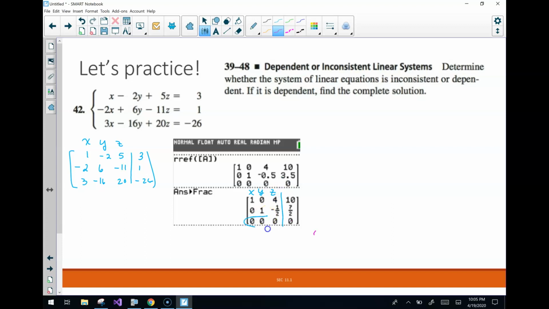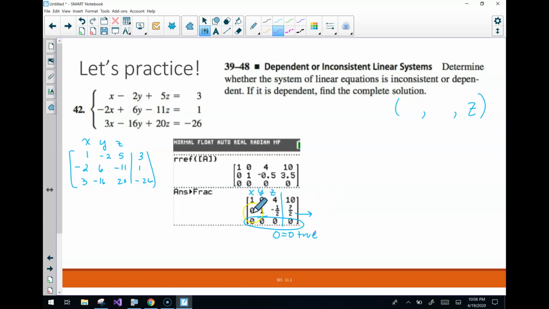If we look at this last row, what this last row means is 0 equals 0, which is a true statement, but we're not going to get a value for z out of that. So we're going to say that z is arbitrary. So in our ordered triple, z is just going to be some arbitrary number. Now we've got to fill in something for y and something for x. We come back and look at each of these equations.